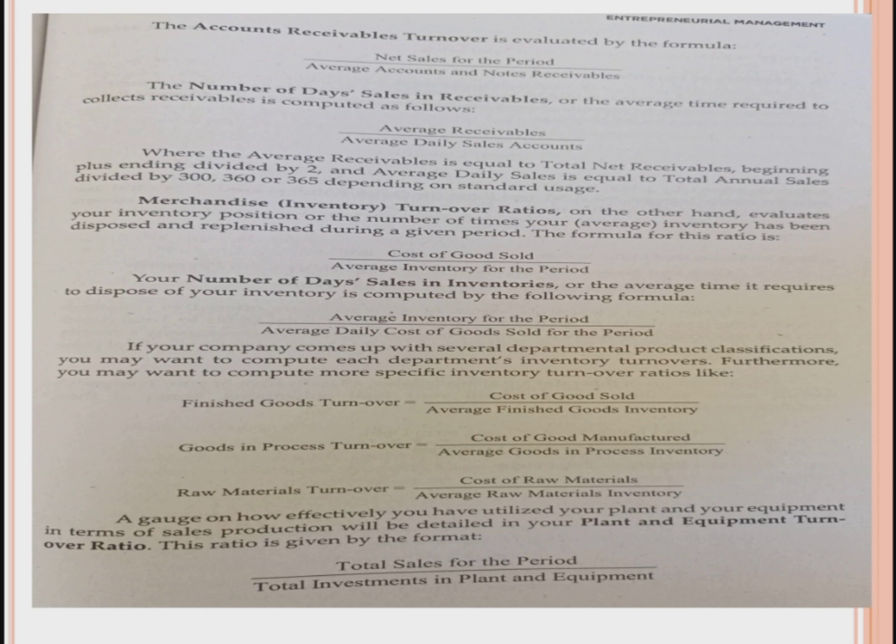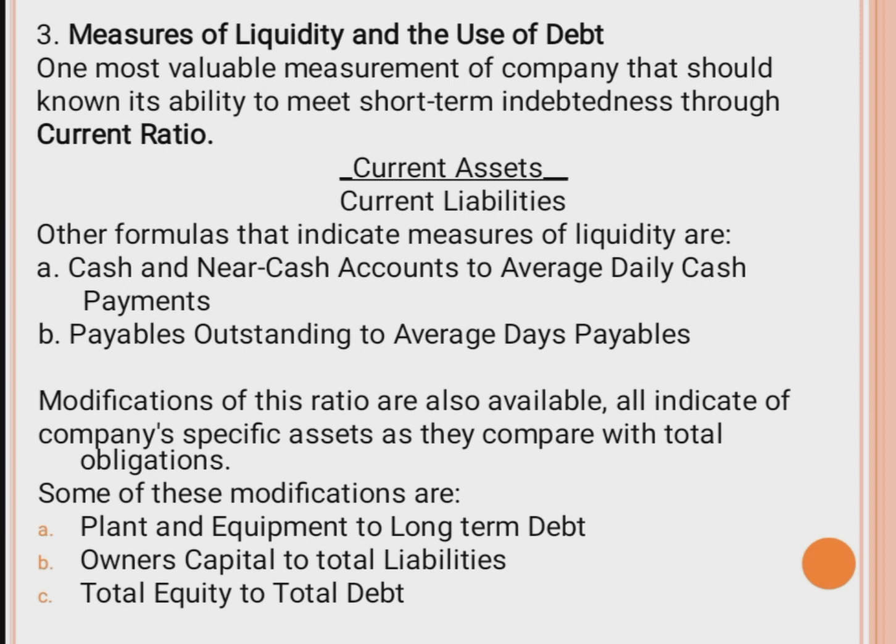Number 3. Measures of liquidity and use of debt. One of the most valuable measurements of the company that should be known is its ability to meet its short-term indebtedness through the current ratio. This ratio is given by the formula current assets over current liabilities. The ratio, however, does not indicate a company's condition of immediate solvency, especially when inventories form a significant part of the company's total current assets.